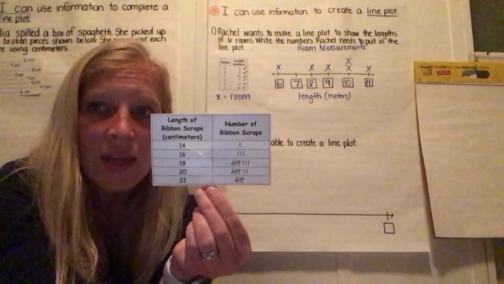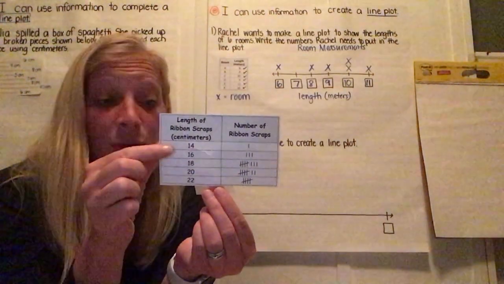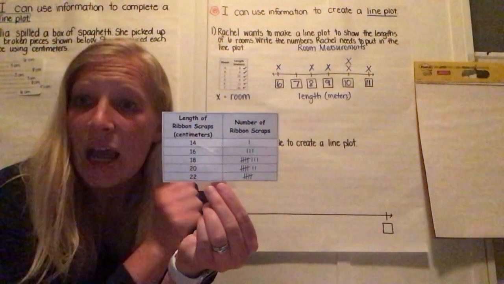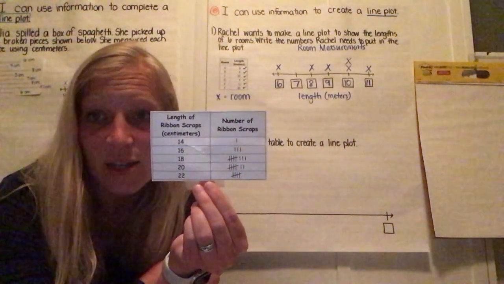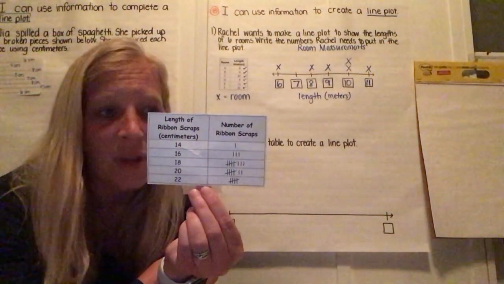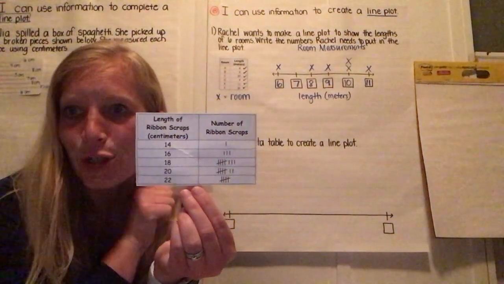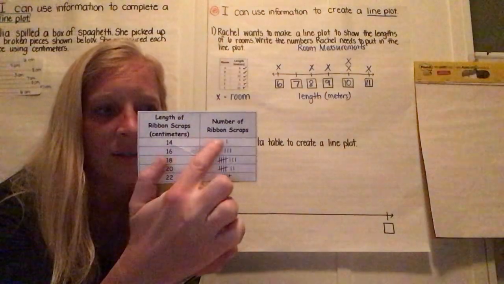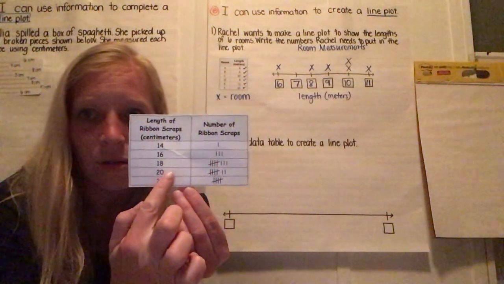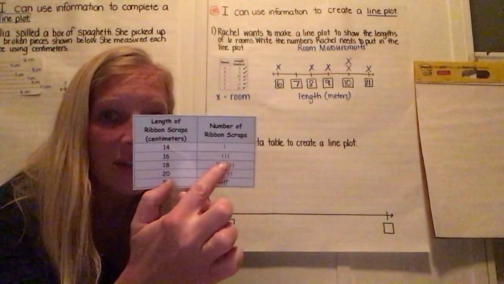So when we're thinking about this line plot, our numbers, 14 through the biggest number, are still going to go along the bottom, okay? And we're going to use our tallies to let us know how many we need to include, okay? So how many were 14 centimeters long? Just one. You can look straight across. How many were 18 centimeters long? 8, right? 5, 6, 7, 8.